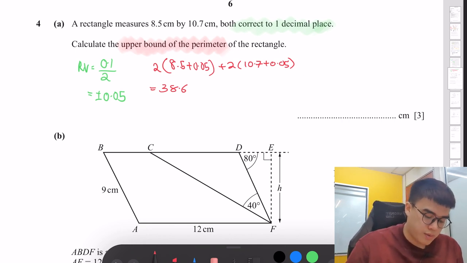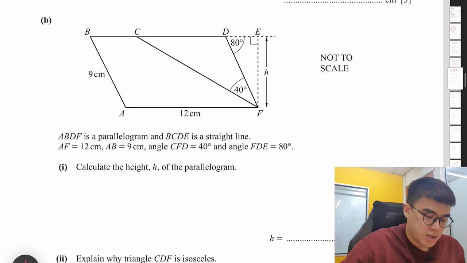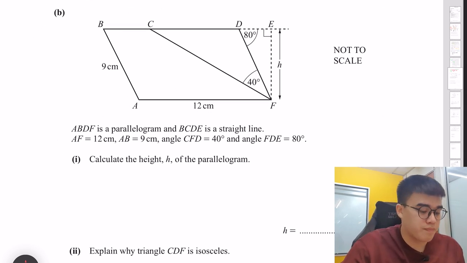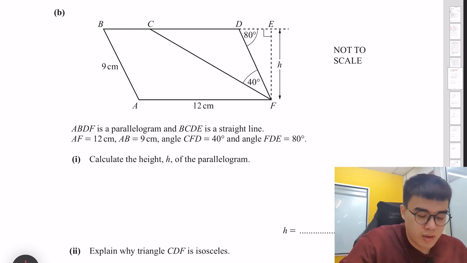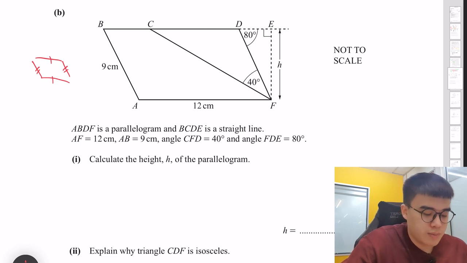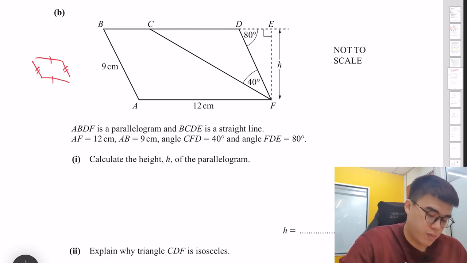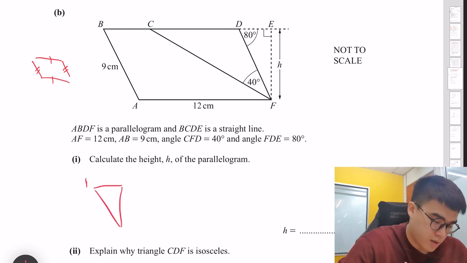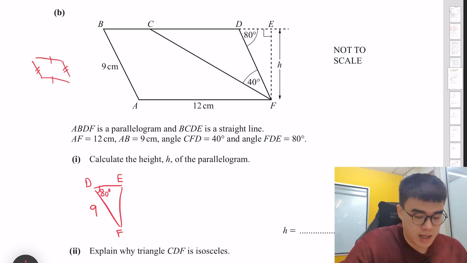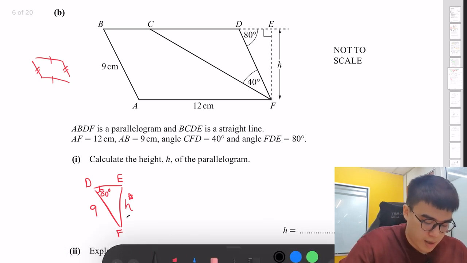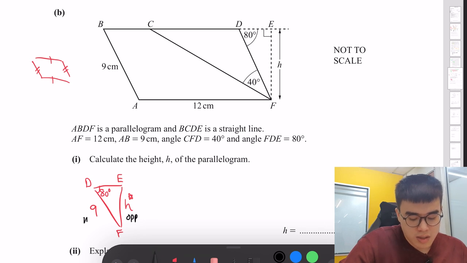Moving on to part B. They wanted the height of this parallelogram. So first thing first, you need to know that in a parallelogram, here and here will be the same, while here and here will be the same length, which means our DF has a hypotenuse length of 9, while we have an AD over here, and this is what they are looking for. So with this, I can now label my H here as my opposite, and this is my hypotenuse.